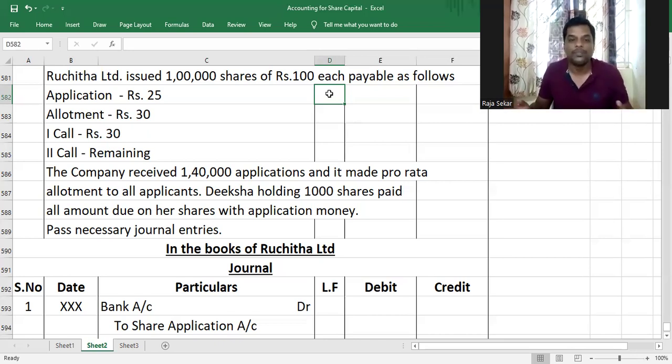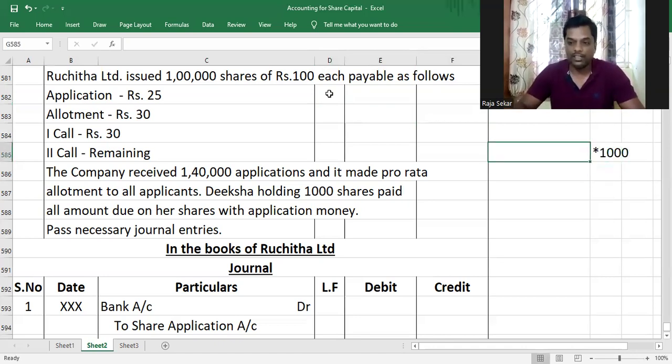Because they are not the same. Everyone else has paid 25 rupees per application, whereas Diksha alone has paid 100 rupees per application. Am I right or not? How much would Diksha have paid? Is it 1,000 shares into 100, 1 lakh? That also would be wrong, because 1,000 is the number of shares being held by Diksha. That is not the number of applications that was made by Diksha. So we'll have to go ahead and find the number of applications made by Diksha.